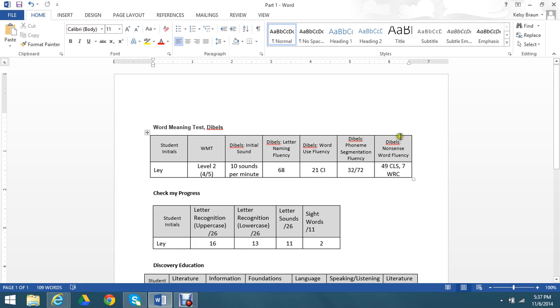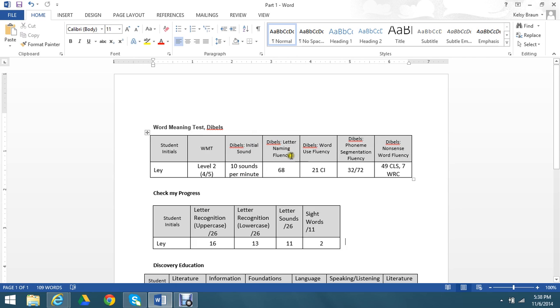Moving on to the Dibbles test. This is all the Dibbles test right here. Initial sound. That means the first sound that he hears, looking at different pictures. If I show him a picture of the cat, then he should have said k, because that's the first sound that he heard. He got 10 sounds per minute, which means that in 1 minute he was able to look at 10 different pictures and correctly say that sound that it started with. 10 is getting up there. We need to keep pushing him to get more and more, and that would be building on his fluency.